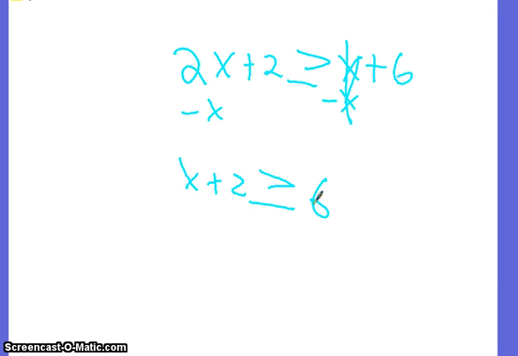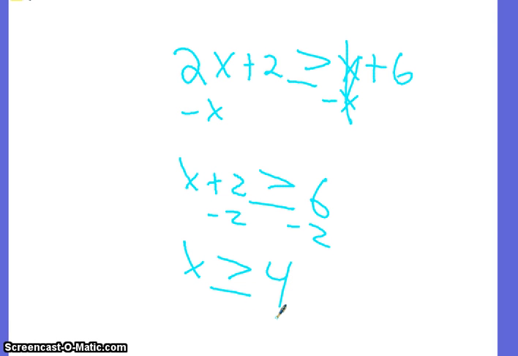How do you get just x? 2x minus x is x. Remember, I had to subtract x on both sides. If you have a variable by itself, there's a 1 in front of it. 2 minus 1 is 1, right? So I'm going to subtract 2 on both sides. That gives me x is greater than or equal to 4.